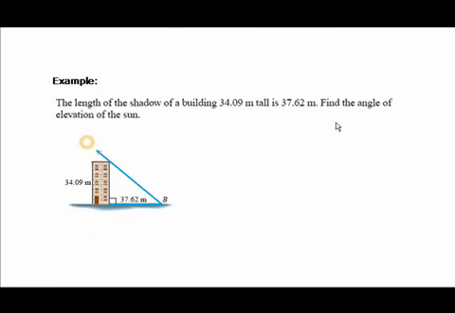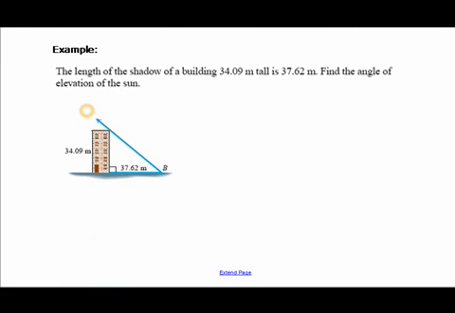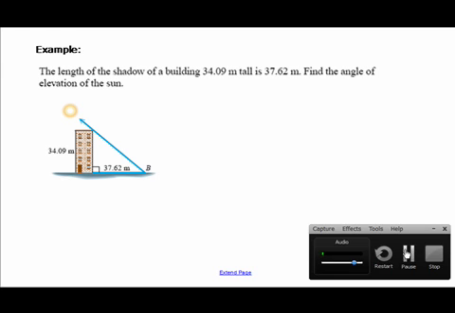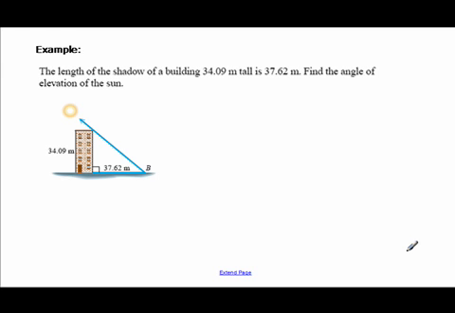All right, I'm going to have you guys try this one. Okay, we're told that the building itself is 34.09 meters tall. The shadow is 37.62 meters. Find the angle of elevation. Simply meaning we're going to come up with how many degrees is angle B. So what trig function am I forced to use again? Tangent. I don't know the hypotenuse of our right triangle.